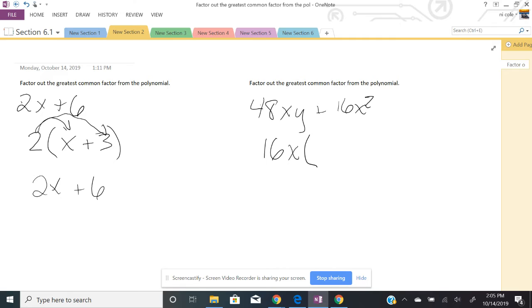No. So then I'm going to do parentheses. 16 goes into 48 3 times. X divided by x leaves us 0 x's and y. So you have 3y. Plus 16 goes into 16 once. You can put that 1 or you don't have to. Most people do, and I think MyMathLab would only accept this. Okay, then you check. 16 times 3 is 48xy plus 16 times the 1, and then the x's become squared.